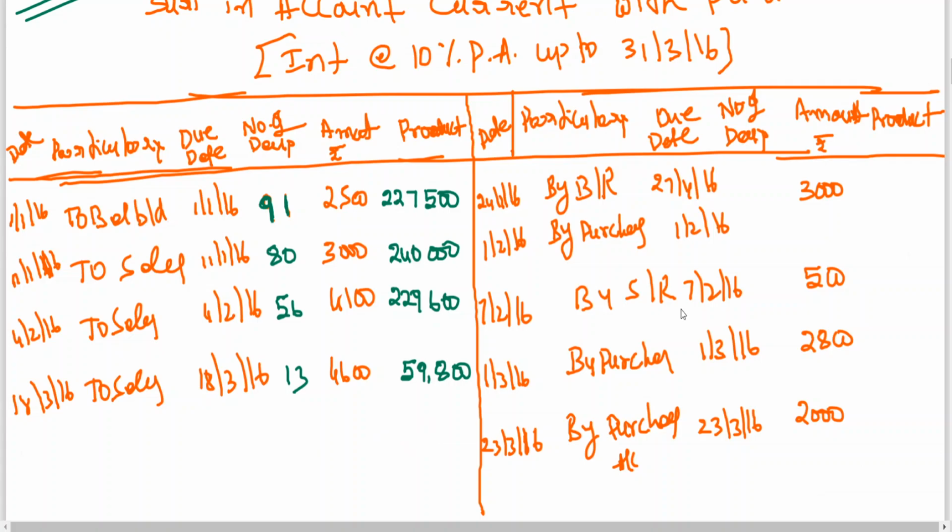Now come back to number of days here. Bills receivable. Your closing date is 31st March 16, but the due date is after 31st March, so we are getting negative days. How many negative days? After 31st March, 27 days. So 27 negative. Put it with a minus symbol. Don't write product for negative days.